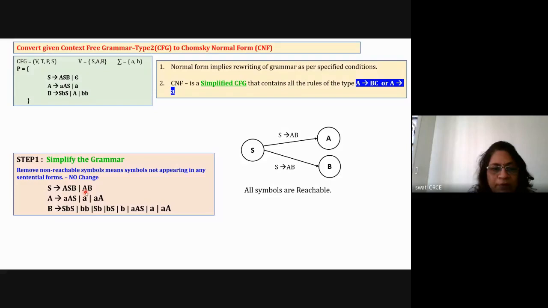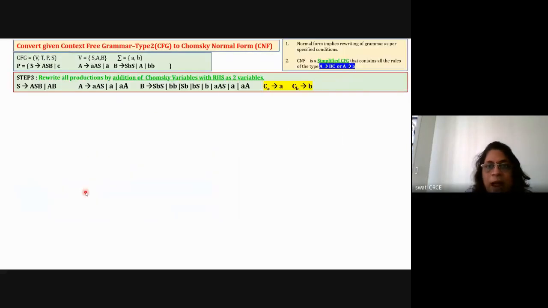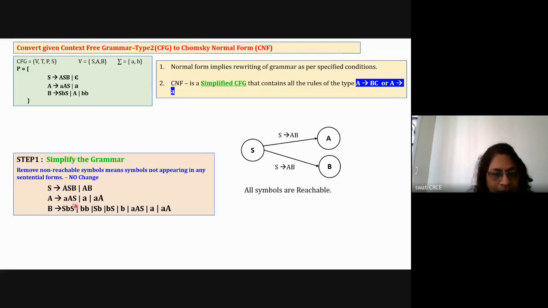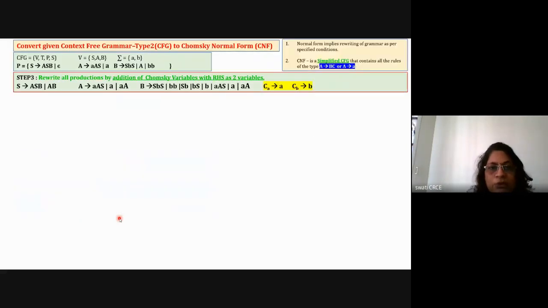Your grammar is simplified. In the next step, you add two variables, CA and CB, and write down all the rules here. Like S has 2, A has 3, and here 3 plus 4 plus 4, total 8. So 8 rules, 3 and 2. And CA and CB are added. So write down CA and CB in the CNF format.